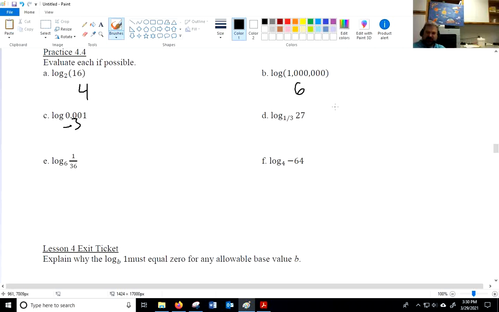Log base 1/3 of 27. We know it needs to be a negative number so that I get the 1/3 to become 3. But 3 to what power is 27? Well, that answer is 3. The log base 6 of 1 over 36. Again, it needs to be negative to make the whole number 6 become a 1 over. And 6 to the negative 2nd is 1 over 36, so the answer is negative 2. Log base 4 of negative 16 is undefined.